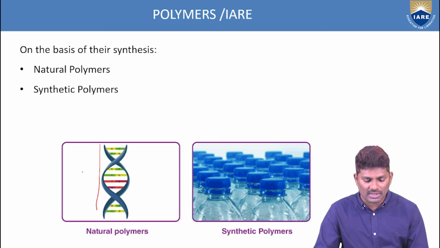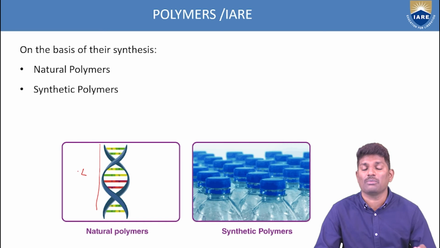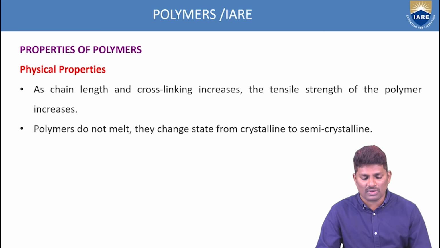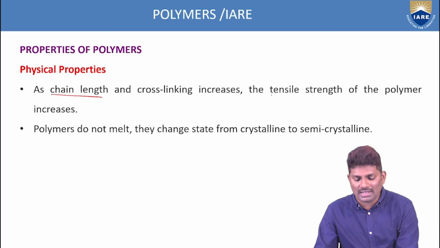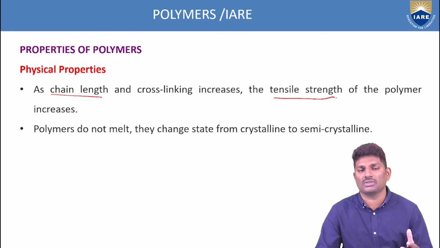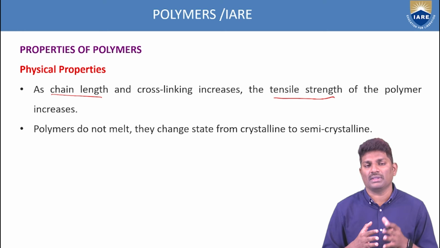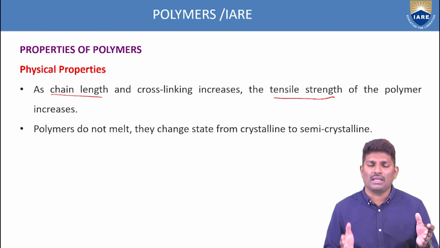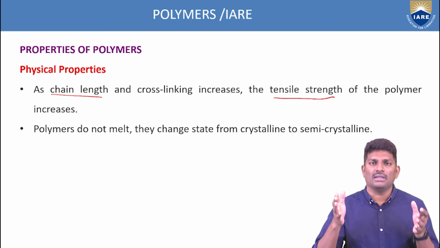The length of the polymer is very, very important. If you increase the chain length, the tensile strength of the polymer also increases. So these are directly proportional to each other. The length as well as the tensile strength are directly proportional. If you increase the length of the chain, then the tensile strength also increases in these polymers.